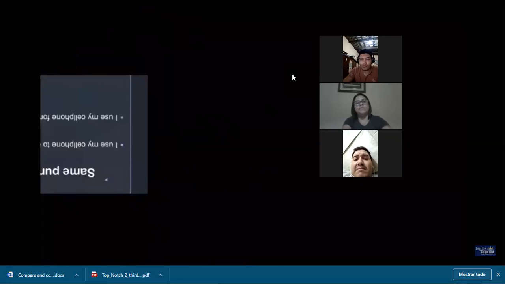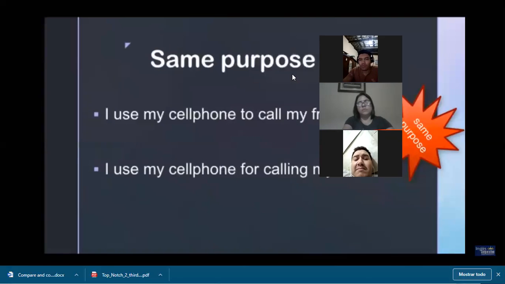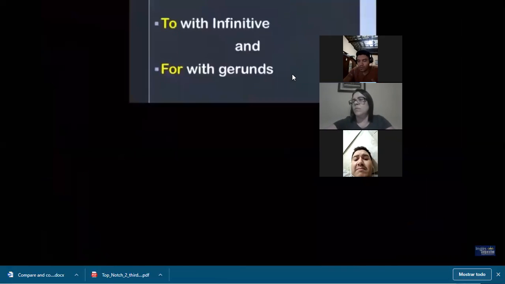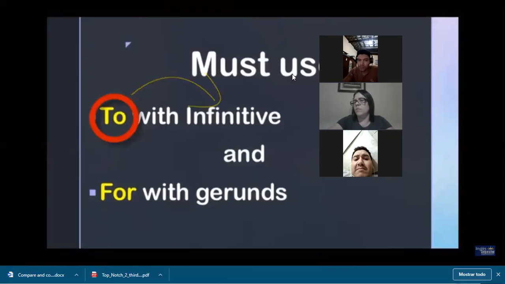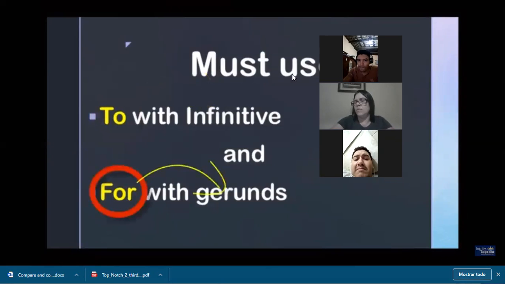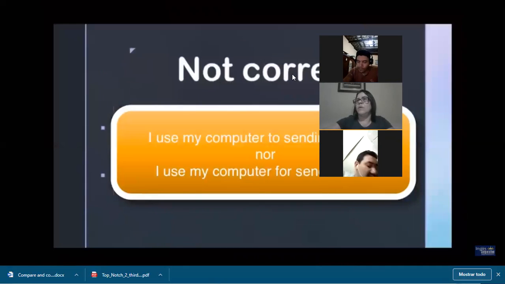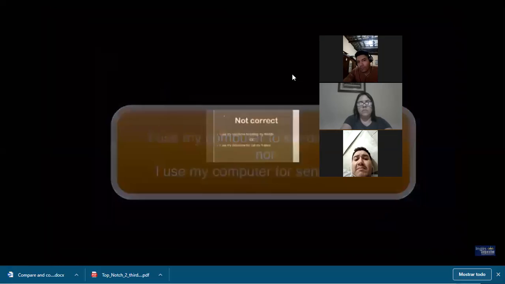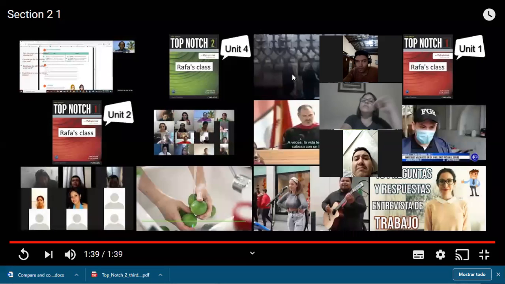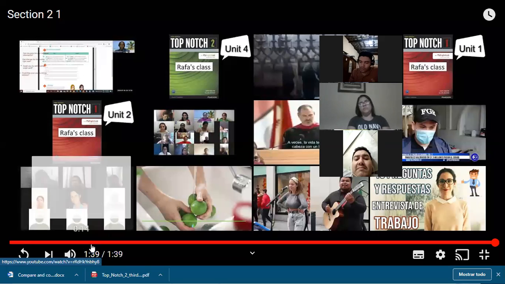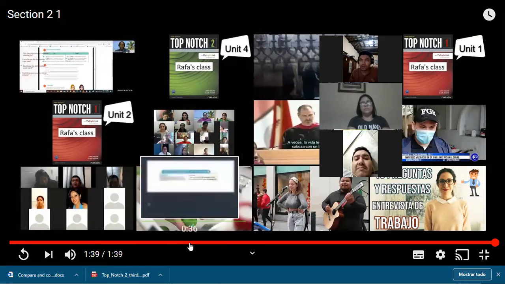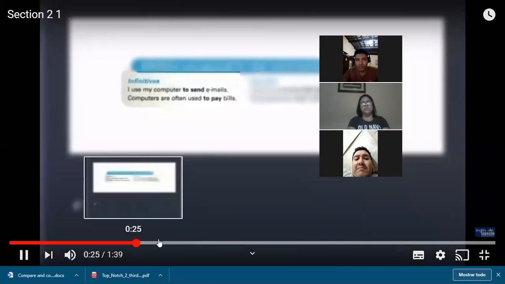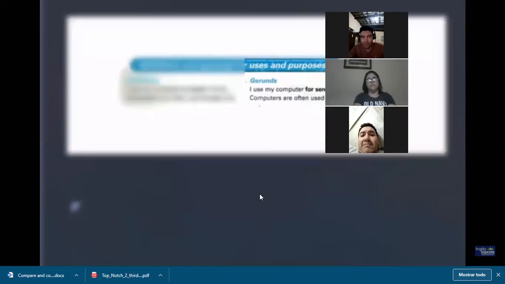Notice on both examples, the purpose or use is the same. It is also important for you to notice when using infinitives, we must use the particle to before the verb. And when we use gerunds, we use the word for. You can't say, I use my computer to sending emails, nor I use my computer for send emails. They're often used for paying. I use my computer for sending emails.